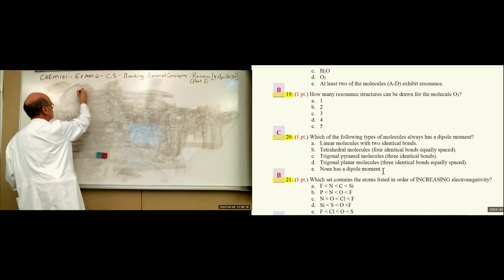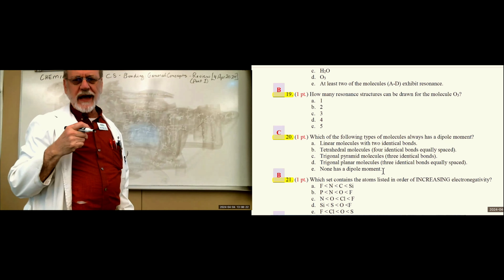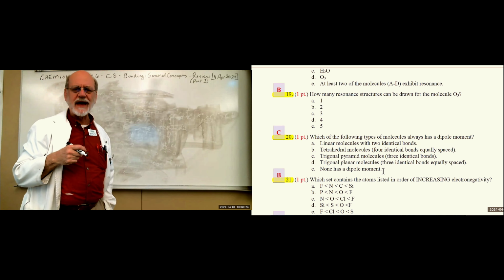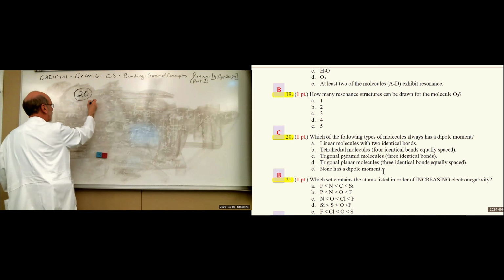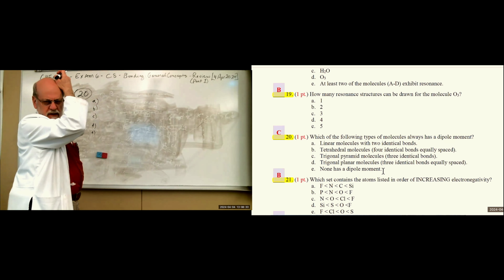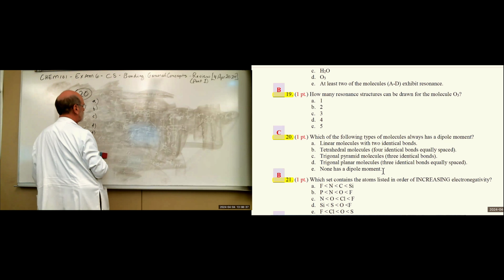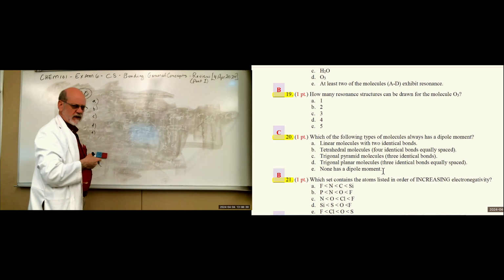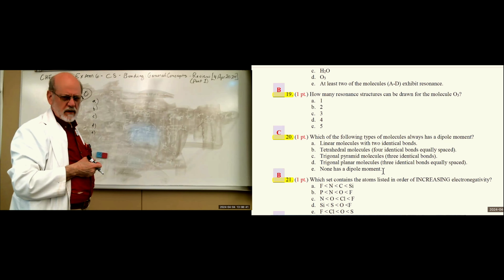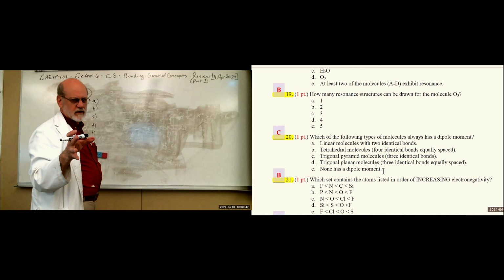20. Okay. Which of the following types of molecules always has a dipole moment? A, B, C, D, E. First type, linear molecule with 2 identical bonds. Linear molecules with 2 identical bonds. Okay, that can be a little confusing.